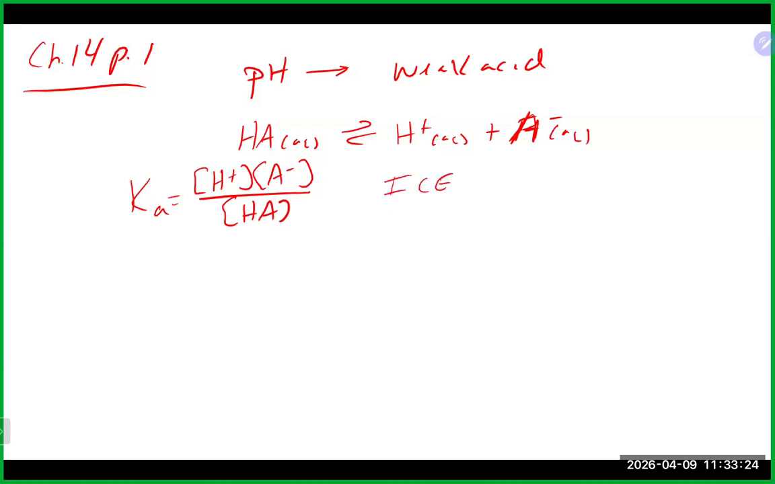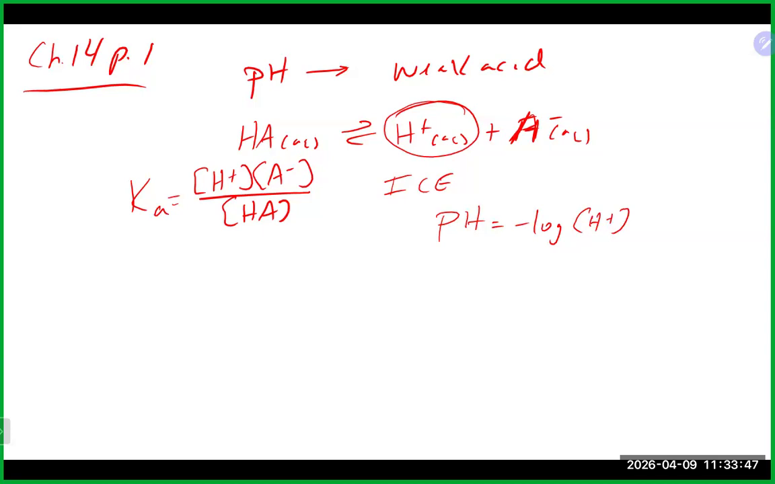And really, the purpose of the ice table is to figure out what is the H plus concentration in that solution at equilibrium. Once you do that, in most cases, I would say when you solve for x, that's going to be the H plus concentration. You'll be able to go right into your pH equation after you do the ice table in this particular case.